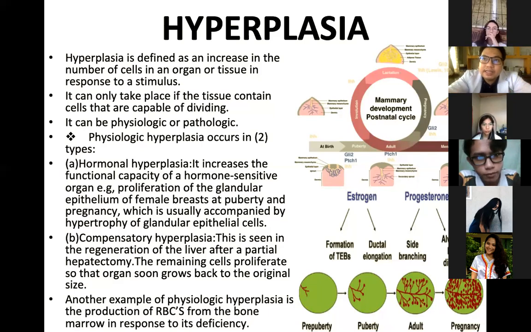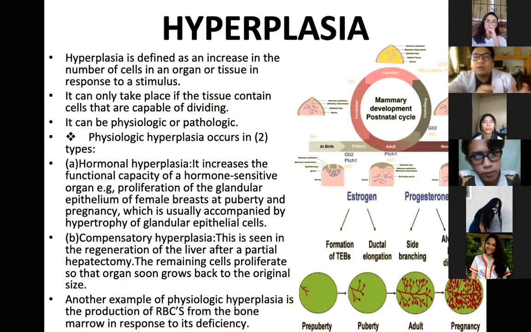Diba the liver, class, has different lobes? Kaya nga tayo, diba, pwede tayo mag-donate a part of our liver to another person. And then, our own liver will compensate for the lost part. Okay? It is going to proliferate, hyperplasia, para ma-accommodate yung nawalang lobe ng liver. So that is compensatory hyperplasia.